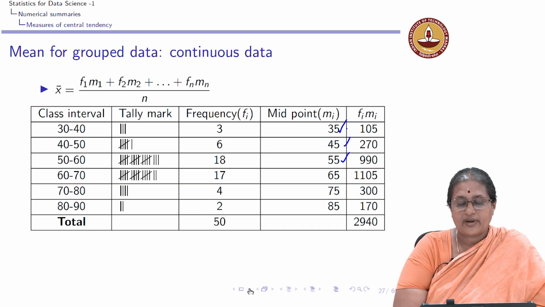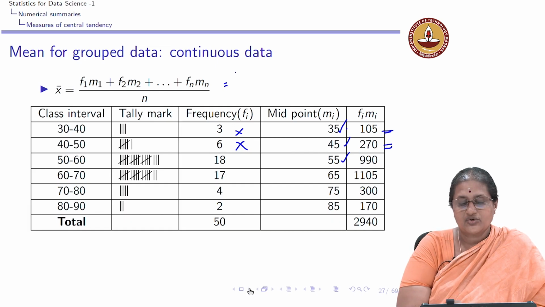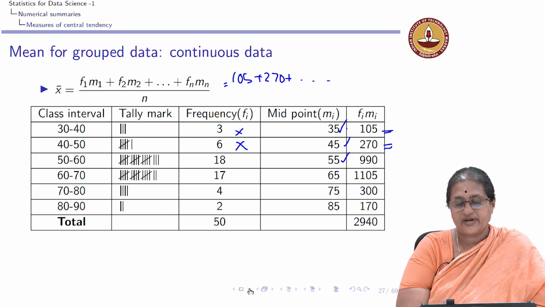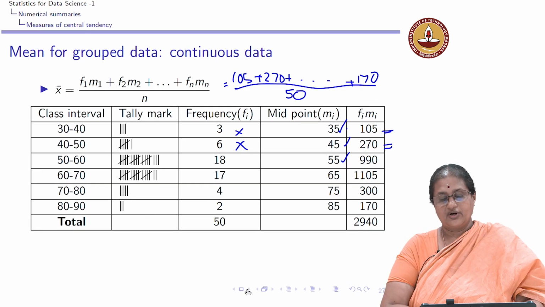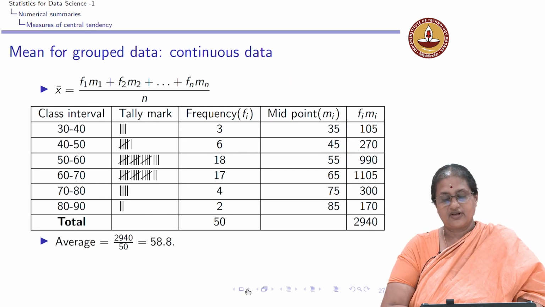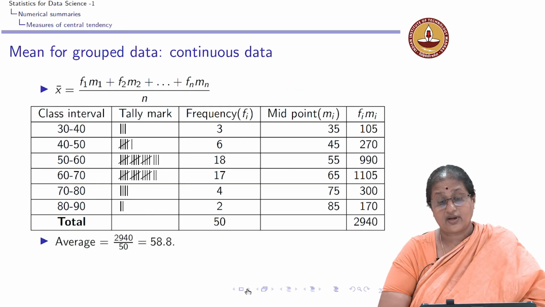Now I multiply this frequency with the midpoint. I get 105. 6 into 45 is 270. My numerator is going to be 105 plus 270 plus 170, divided by the total number, which is again 50. So it is 2940 divided by 50, which is 58.8.